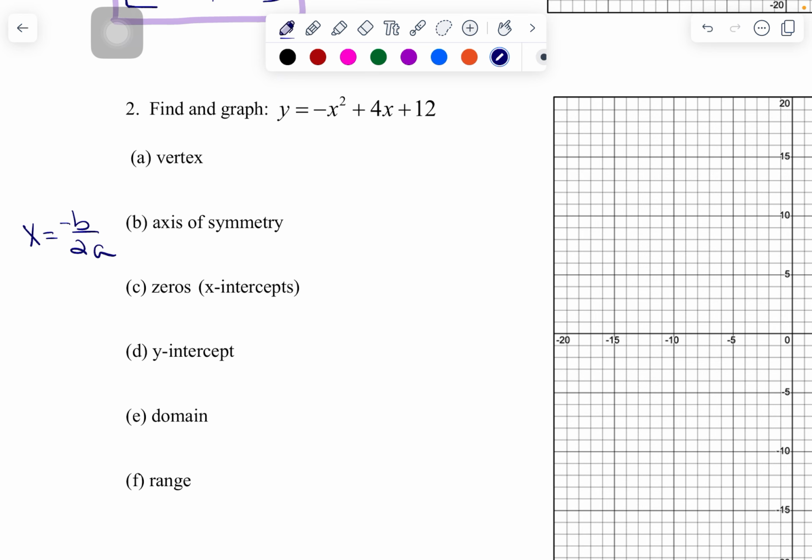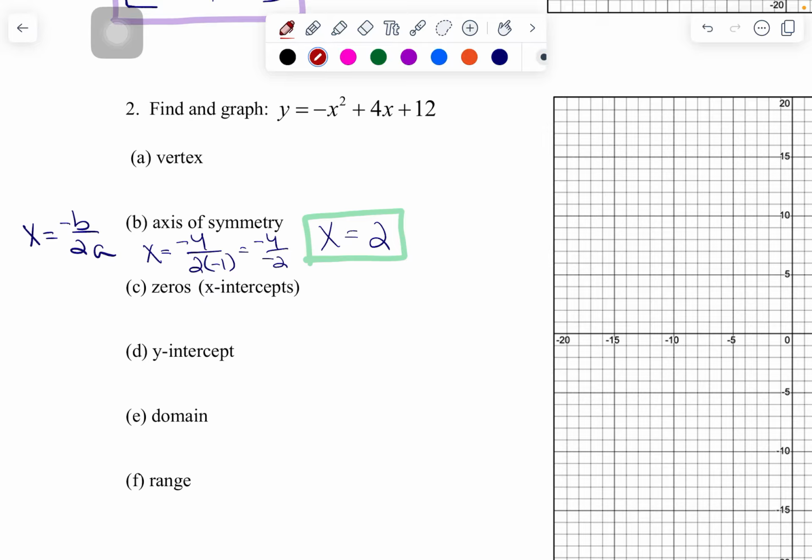And so for this one, we've got a b value of 4. So if we do the opposite of that, we would have negative 4 over 2 times our a value here, which is negative 1. So 2 times negative 1. So negative 4 over negative 2. You're going to tell me the x of symmetry is positive 2. So that is our axis of symmetry.